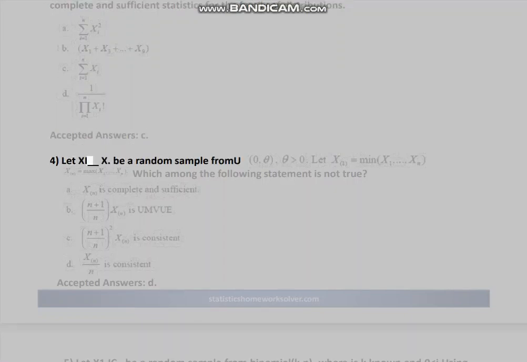4. Let X1, ..., Xn be a random sample from a uniform distribution. Which among the following statements is not true? Accepted answer, D.